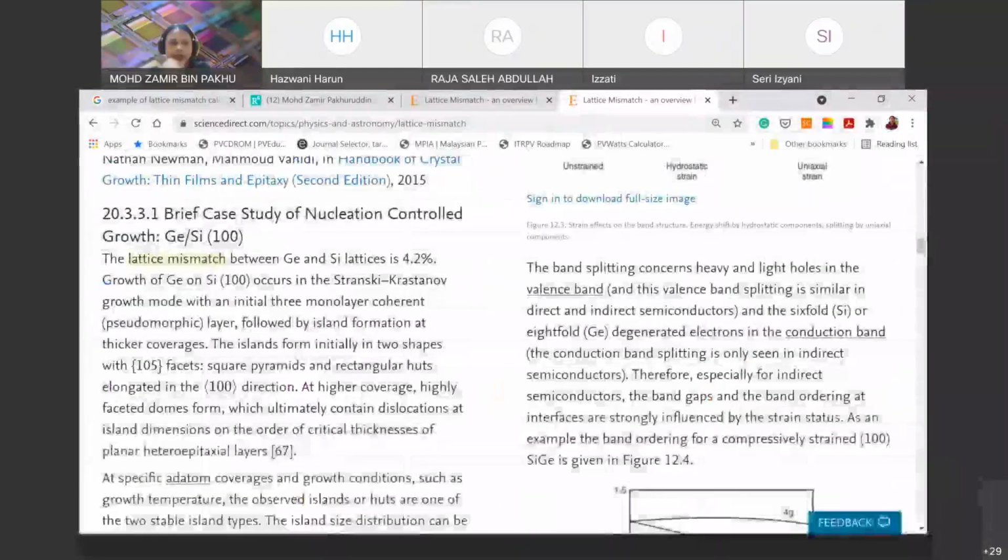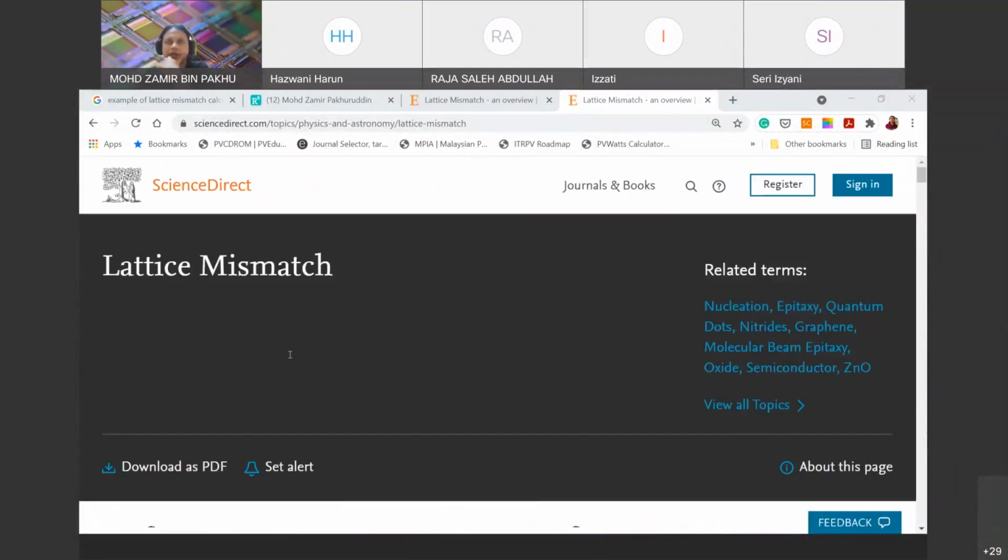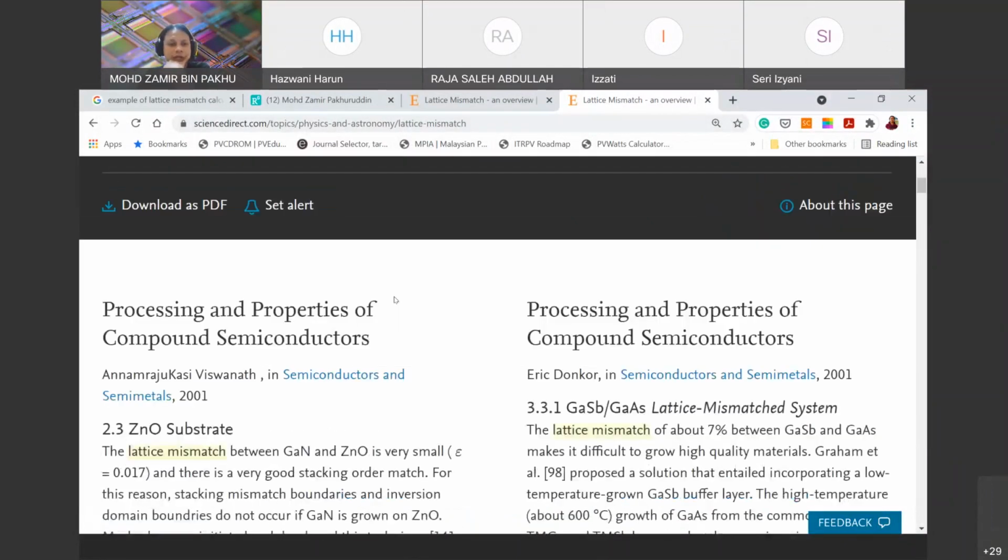Right, can you see the website for Science Direct? Good. You can come here and do a Google search for lattice mismatch. Then one of the suggestions on the list will be this Science Direct page on lattice mismatch. It will show you different articles on lattice mismatch. So I'll just use this as an example to illustrate.